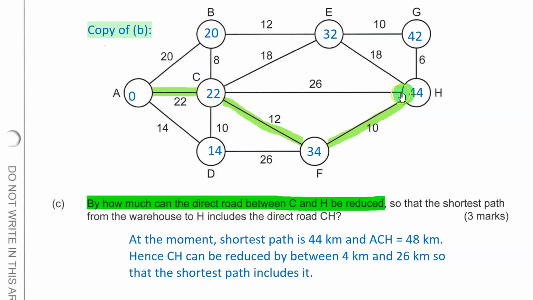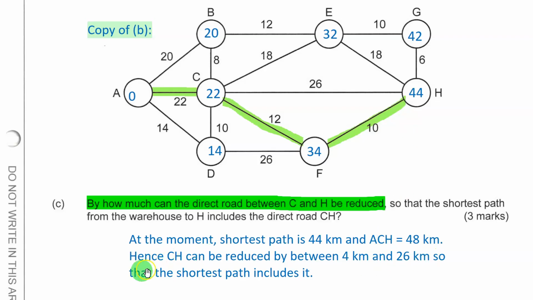If we go A, C, H, which would be the route that includes CH, to get to C the quickest way is 22. At the moment it's 22 and 26, which is 48. So we need to reduce it by 4 kilometers to make sure, but also by how much can the road be reduced? We could actually reduce it more than 4. The most we could reduce it by would be 26 kilometers, so that C and H were right next to each other with no distance in between them, if that was physically possible.